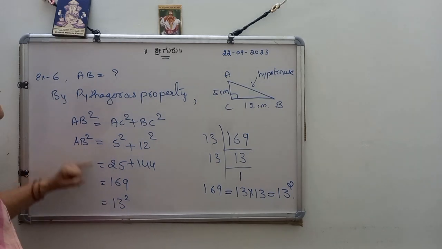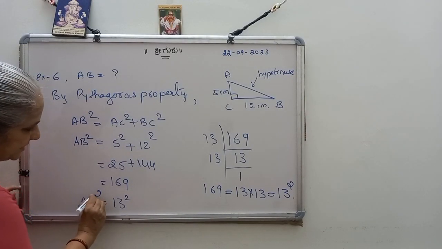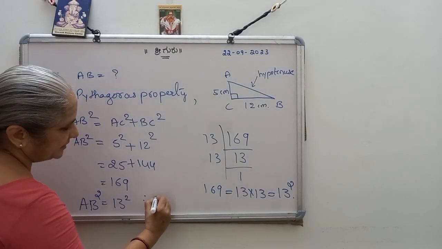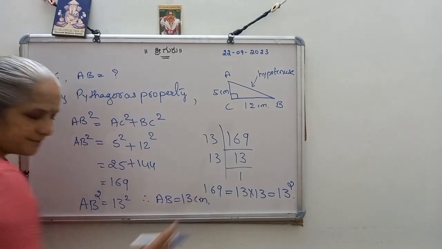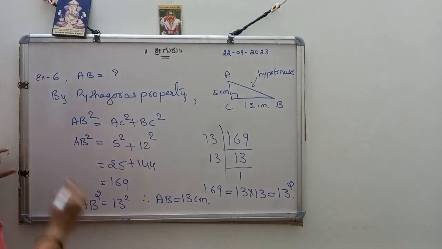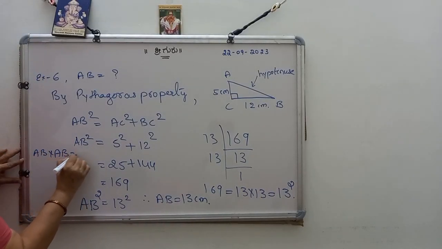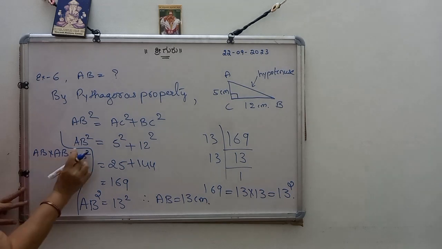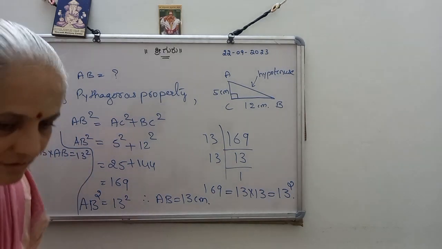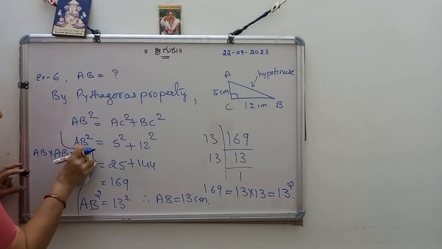So AB square is equal to 13 square. Therefore, AB is equal to 13 centimeter. Why? Here AB into AB is equal to 13 square. Okay. 13 square is 13 into 13.